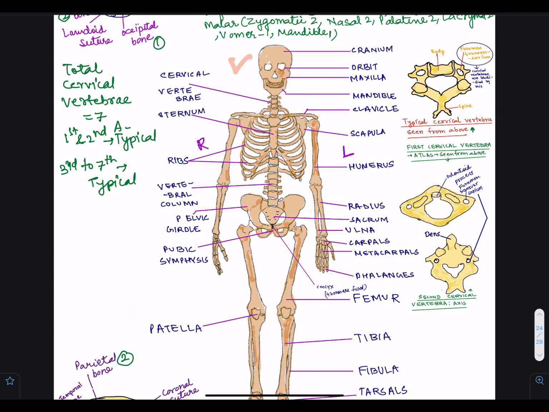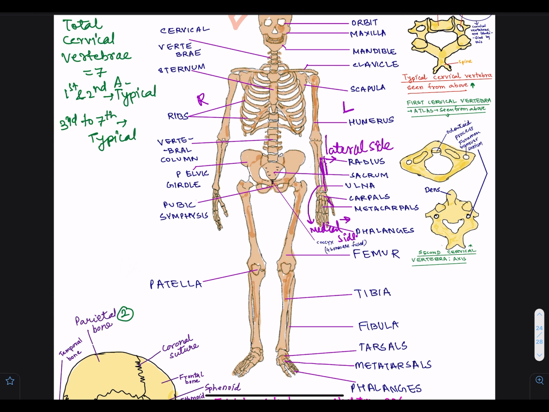Now, if the skeleton is facing with the thumb towards this side, then this side of the arm, towards the thumb, is known as the lateral side of this forearm, and this side will be known as the medial side. The same thing will apply to the lower limb also.